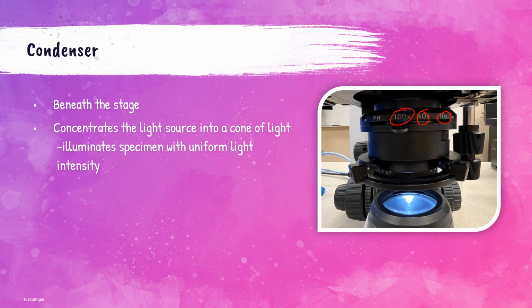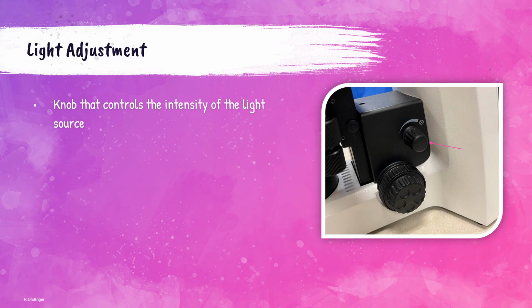So right below this condenser is the light source. So here's the light source here. This knob, as denoted by the arrow on this photograph, controls the intensity of the light source. This controls how bright or dark the light is that illuminates the specimen.